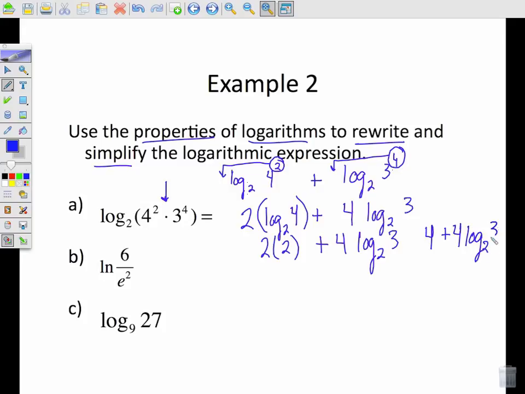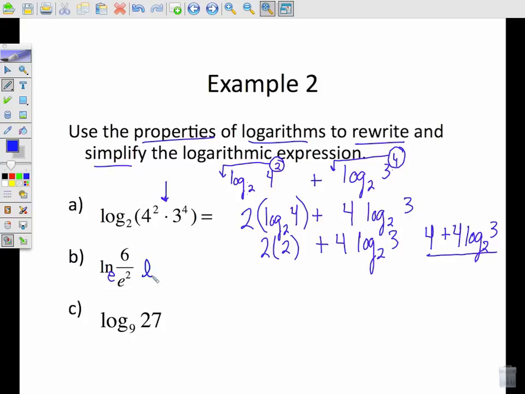Now you could figure out log base 2 of 3 in your calculator and then add all these values together and you would get an approximated result by using the change of base formula. All right, example B here. Your ln is a base of e. That's base e.